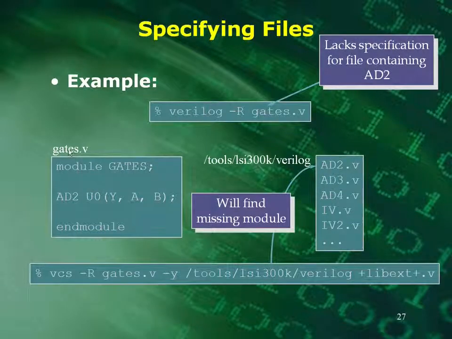Here's another example where we have a file called gates.v, and in here it's using an instantiation called act2. Okay, and here I said to compile. Oh, wait a minute.